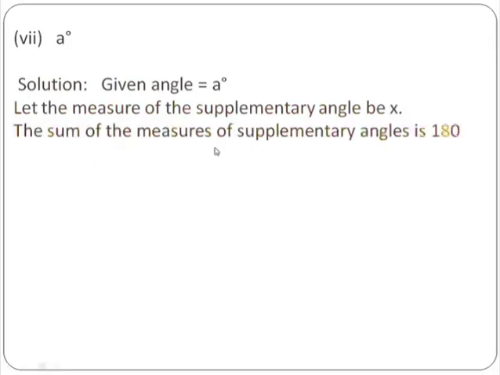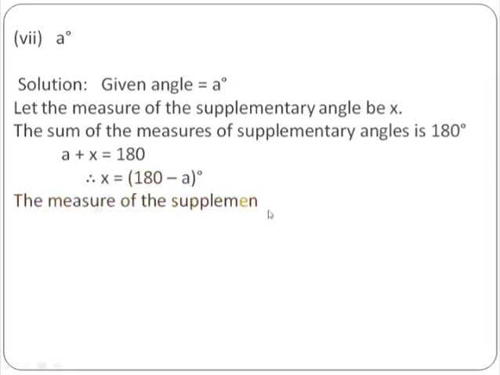Then write the property: the sum of the measures of supplementary angles is 180 degrees. Now here we will get the equation A plus x is equal to 180. Now here you have to find the value of x, as A is the given angle. So we will shift A to the right hand side. You will get x is equal to 180 minus A. Therefore, the measure of the supplement of an angle of measure A degrees is 180 minus A degrees.